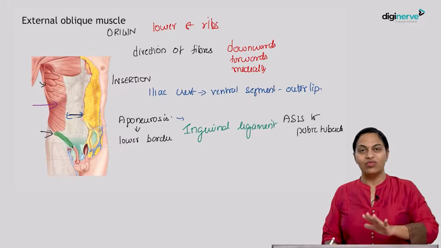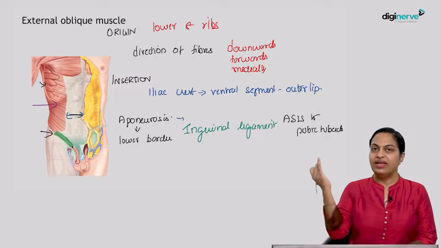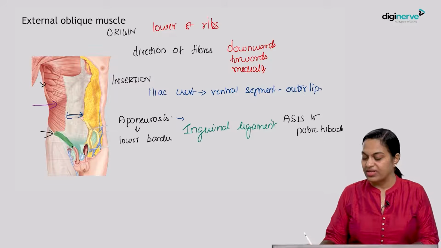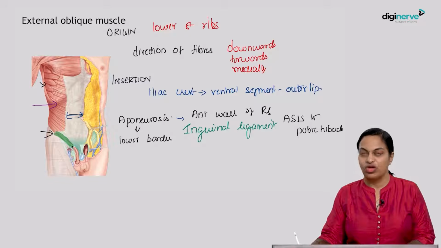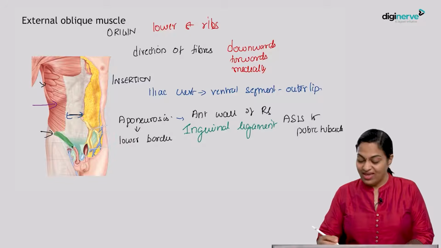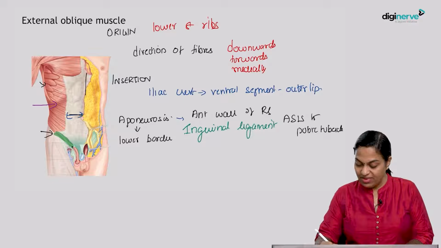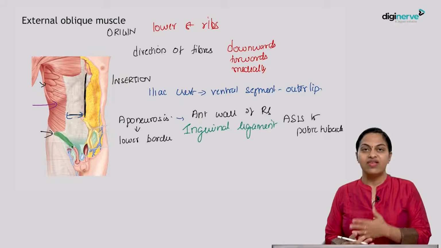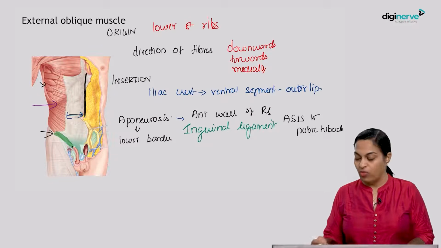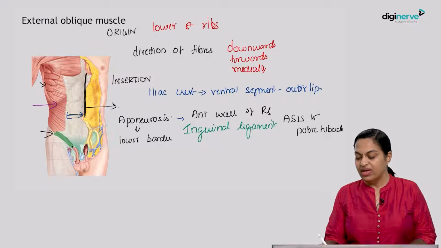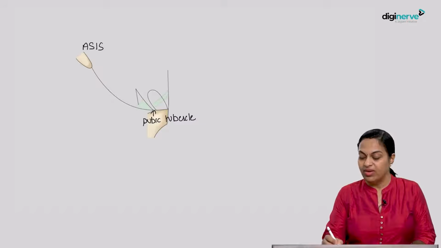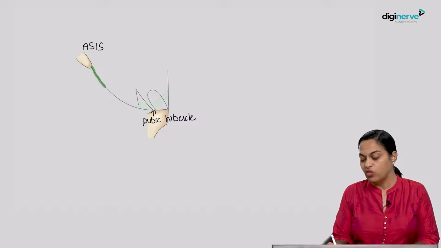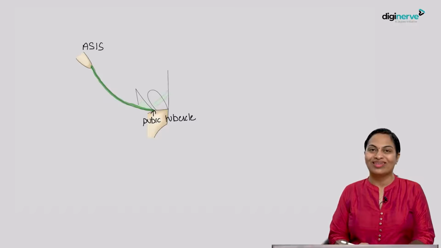The rest of it, what happens? It goes anterior to the rectus abdominis muscle. It will form the anterior wall of the rectus sheath. And then in the midline, it will decussate with similar fibers of the opposite side to form the linea alba. The inguinal ligament we saw extends from the anterosuperior iliac spine to the pubic tubercle.